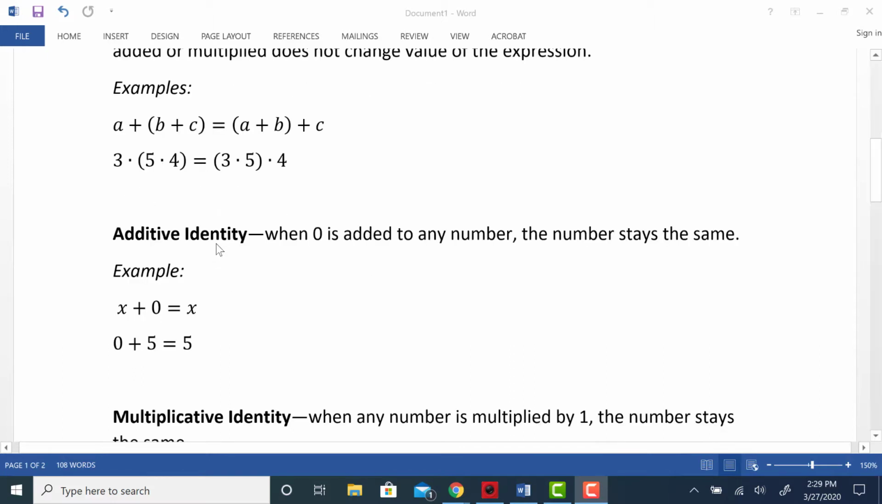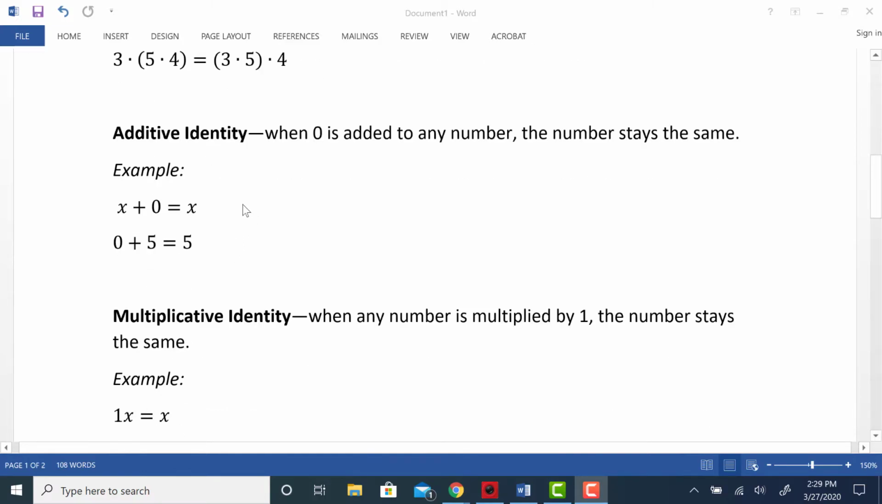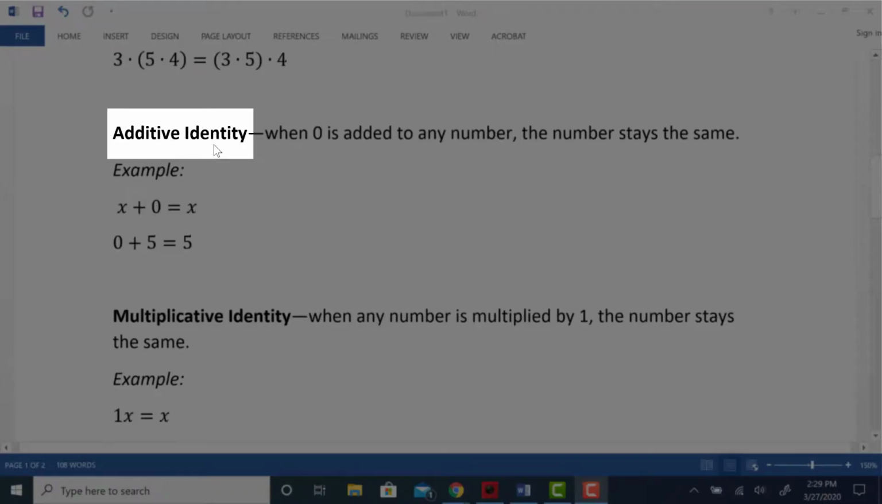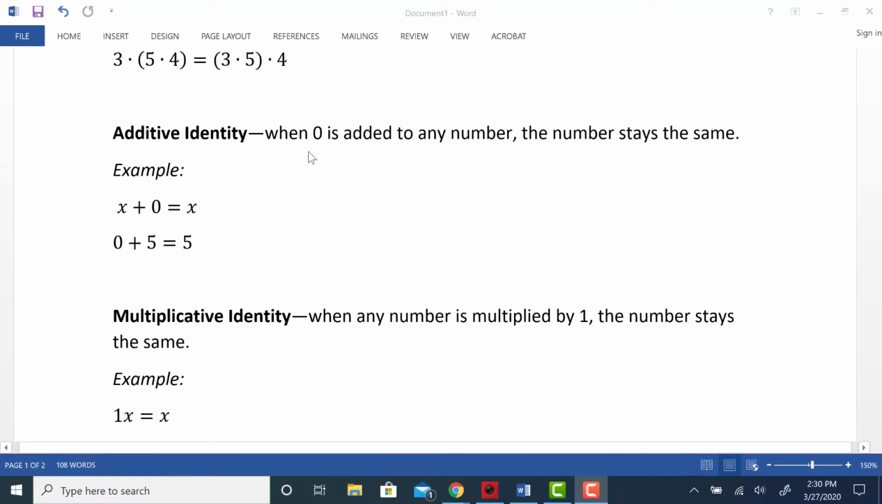The next property that we want to look at is something called additive identity. And it means when 0 is added to any number, the number stays the same. That's why we call it an additive identity. Identity means that the number doesn't change, even though we're adding something. So if I do x plus 0, I just get x. Or 0 plus 5, I still just get 5.